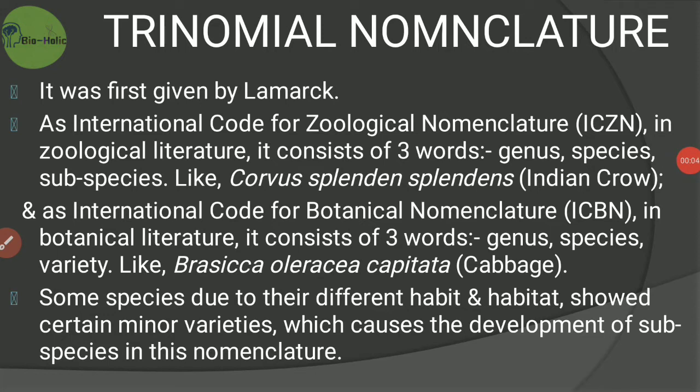Now, the trinomial nomenclature. It was first given by Lamarck. As per the International Code for Zoological Nomenclature or ICZN, in zoological literature, it consists of three words: genus, species, and subspecies, like Corvus splendens, which is the scientific name of the Indian crow. And as per the International Code for Botanical Nomenclature or ICBN, in botanical literature, it consists of three words: genus, species, and variety, like Brassica oleracea capitata, which is the scientific name of cabbage.